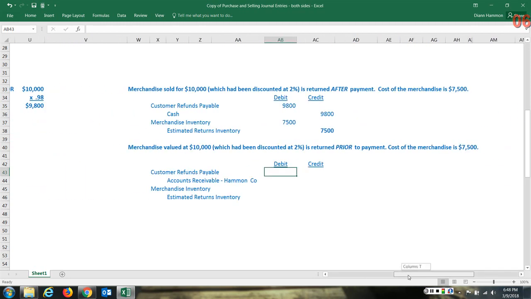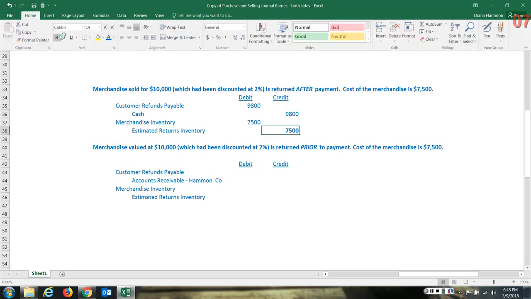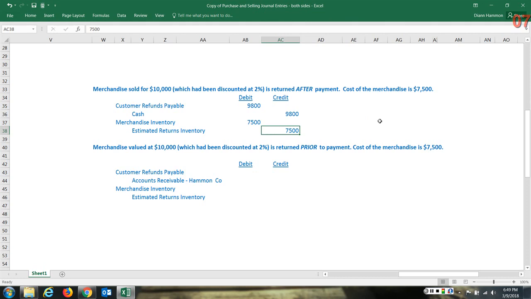Going back to our same sales before, we had Zelda Company and Hammond Company. So in this case, merchandise was sold for $10,000. It had been discounted at 2%, and it is returned after the customer makes payment. Cost of the merchandise, $7,500. So in this case, we want to debit the customer refunds payable.